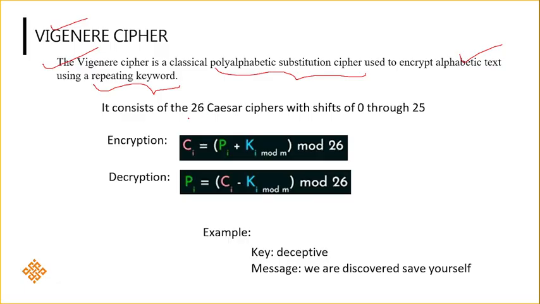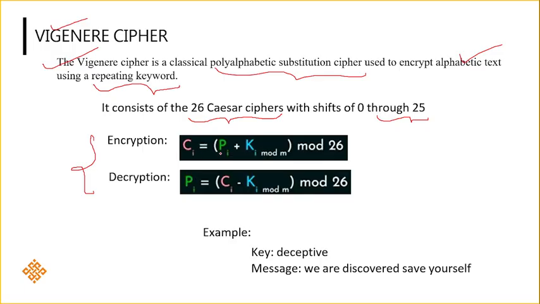So normally it consists of 26 Caesar ciphers with shifts of 0 through 25. Since we have 26 English characters, we are representing each character with a number from 0 to 25. 0 represents A and 25 represents Z. Okay. So we need to use a simple formula for encrypting and decrypting using Vigenere cipher.